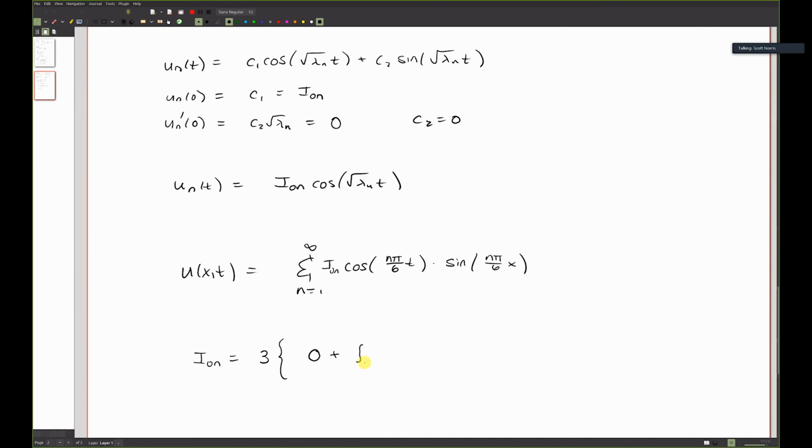And then I have another piece of integral from 2 to 3 of x minus 2 sine n pi x over 6 dx. And then I have another piece of integral from 3 to 4 of 4 minus x times sine n pi x over 6 dx. And finally, I have another piece of integral from 4 to 6, which is 0. Okay? And that 3 is the 1/3 denominator that we pulled out front. And so this is going to be our I0 of n.